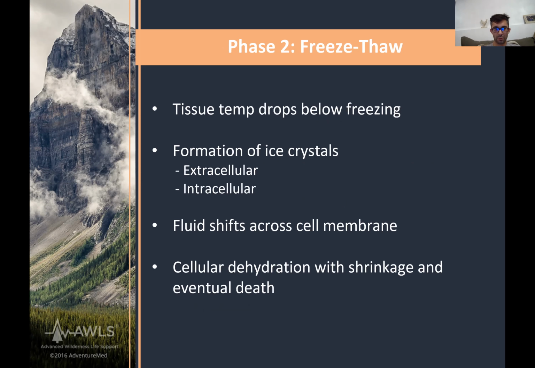Next is the freeze thaw, which is when the tissue actually drops below 32 degrees Fahrenheit. You develop formation of ice crystals, and with a fast freeze, you develop intracellular crystals. A slow freeze, you develop extracellular crystals, which is much more damaging. You get shrinkage and death of cells and fluid shifts across the cell membranes.